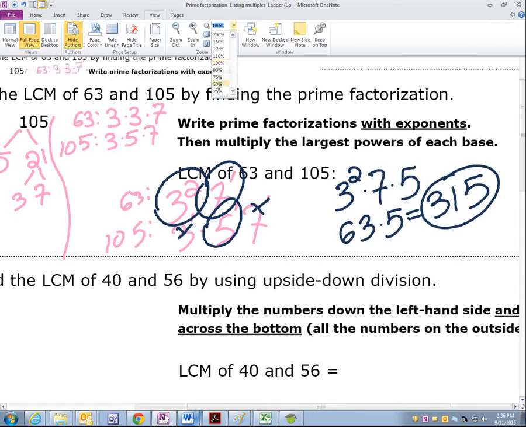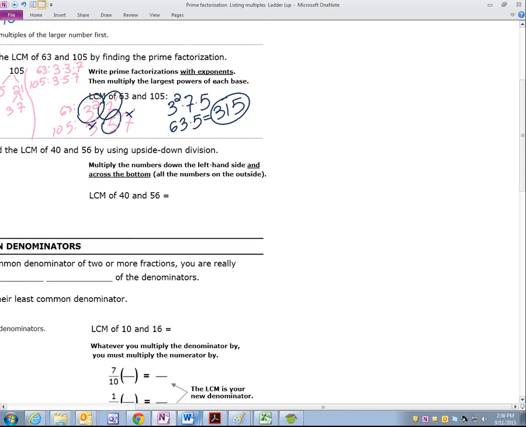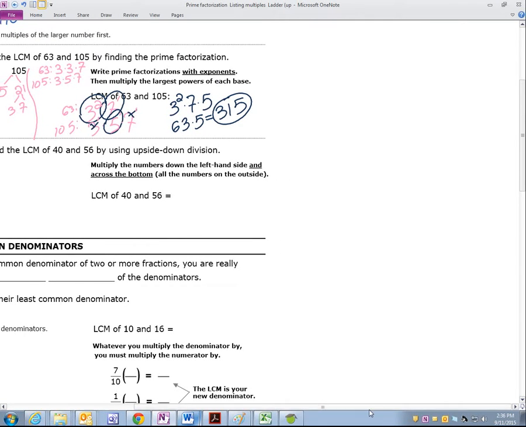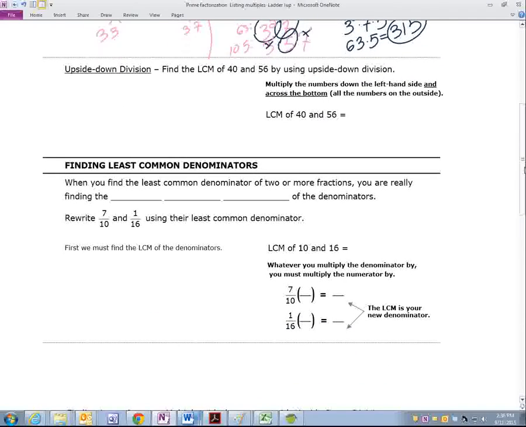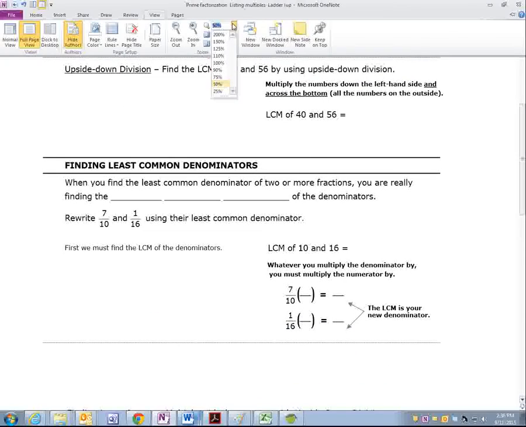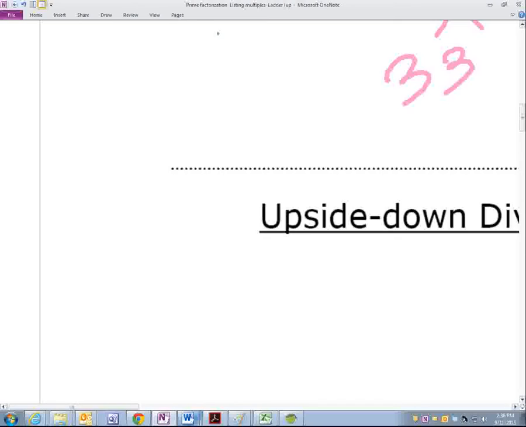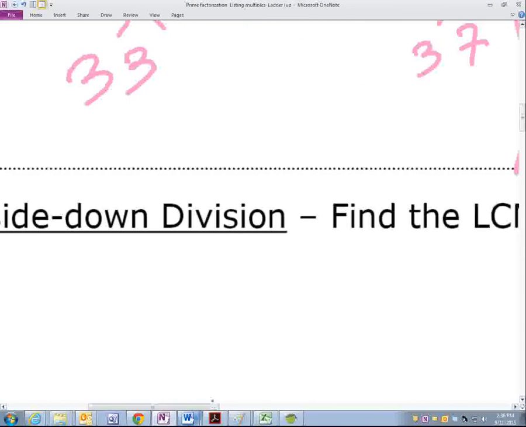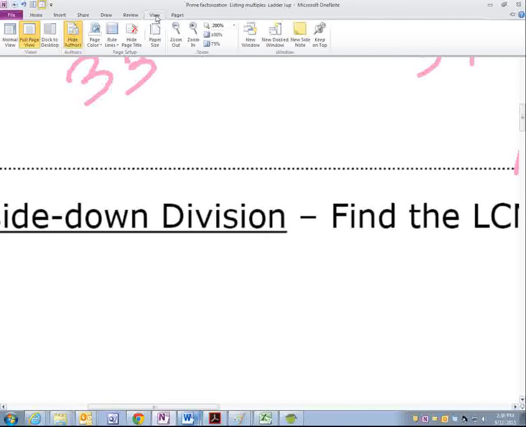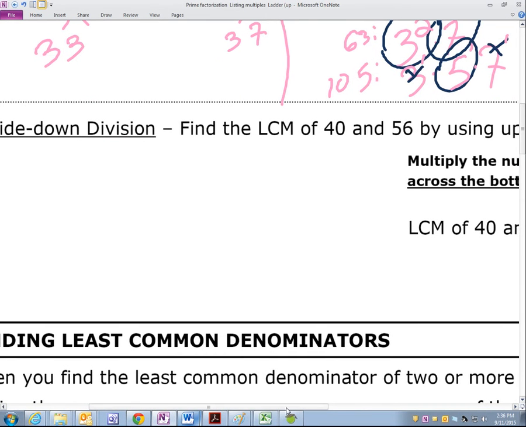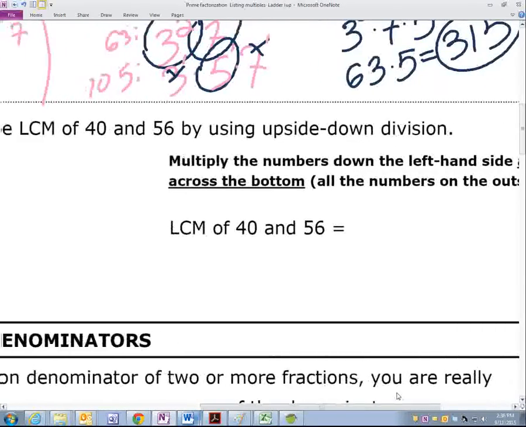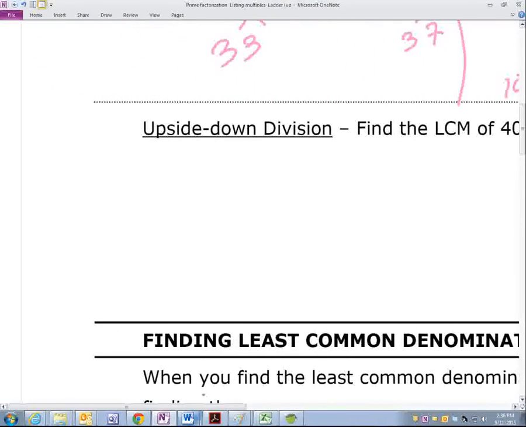Okay? How we doing? Okay. Let's bring it back to Earth. Let's do the upside down division. Let's do the ladder method. Let's get something a little bit more comfortable. There we go. So we're going to find the LCM of 40 and 56 by using the upside down division, aka ladder method. So we have 40.